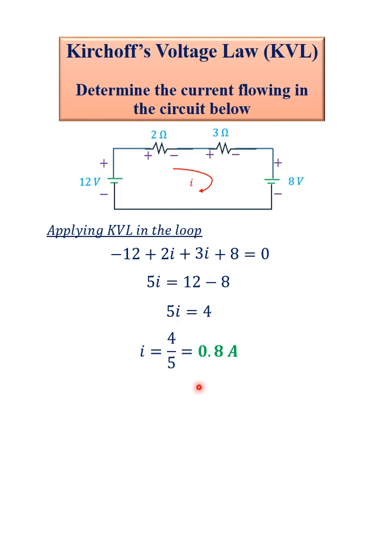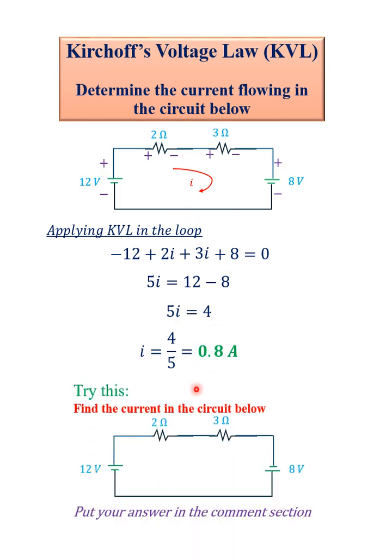If you understood this exercise, then solve this simple one. Try this. Find the current in the circuit below and put your answer in the comment section. This is exactly like this one. However, take note of the 8 volts battery source. I have changed the direction of the battery. It is now different from this. So take note of this while solving this problem.